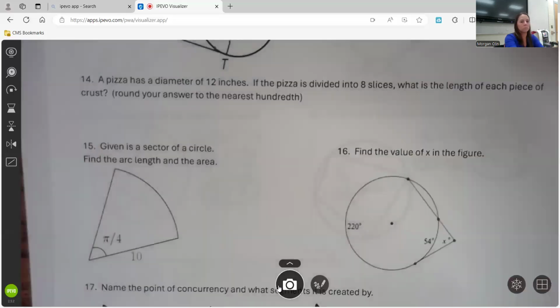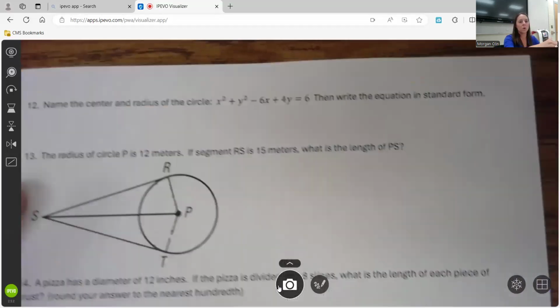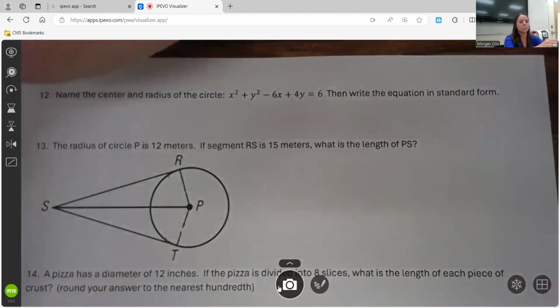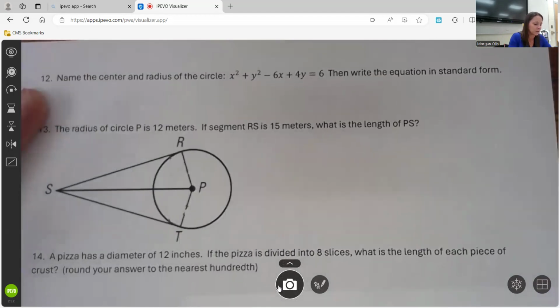Okay. So not that problem right there. Let me get situated. Let's go to number 12, another equation of a circle. All right, so this one, name the center and radius of the circle, then write the equation in standard form. All right, so what I'm going to do is I'm going to go ahead, put this into Desmos, okay? We can do it one of two ways. We can, well, actually, let's complete the square first. Let's complete the square, and then also I'll plug it into Desmos in case you can't complete the square.